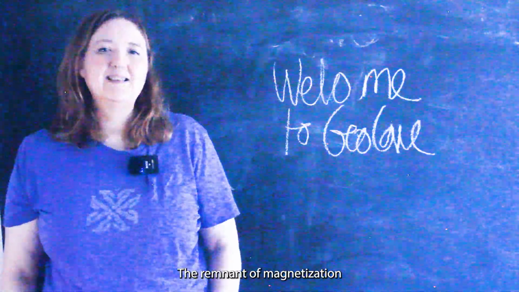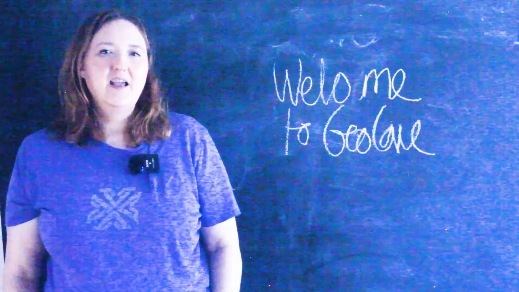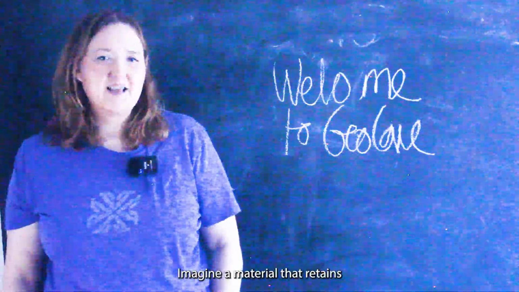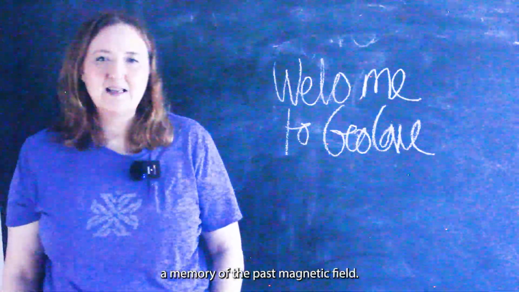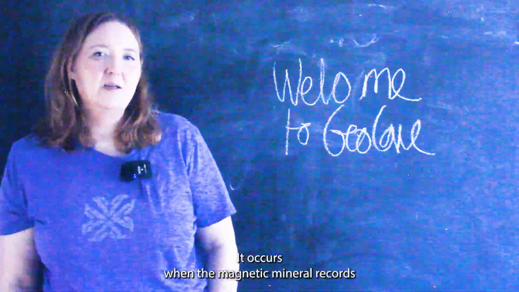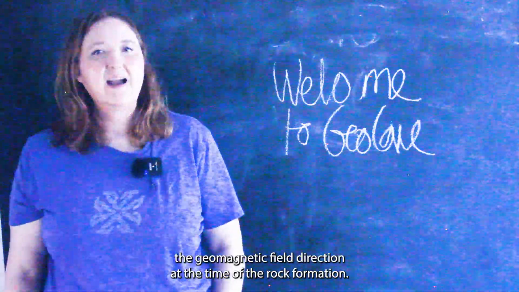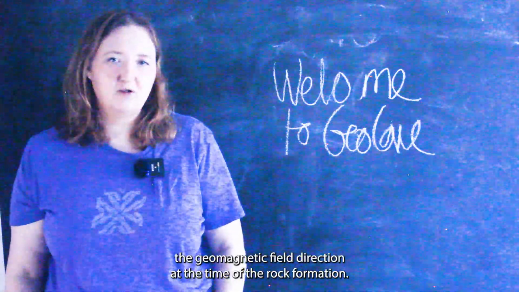The remnant magnetization is like a magnetic time capsule. Imagine a material that retains a memory of the past magnetic field. It occurs when a magnetic mineral records the geomagnetic field direction at the time of the rock formation.